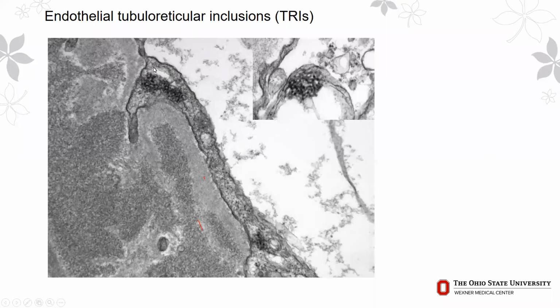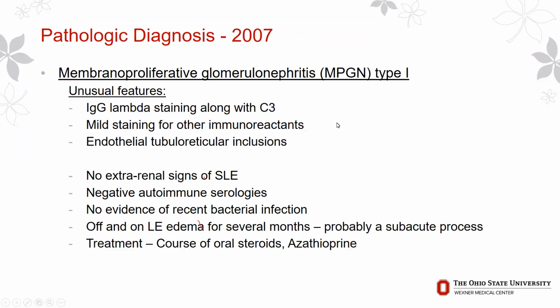We also noticed a few endothelial tubulo-reticular inclusions or TRIs. And these are considered the hallmark of high interferon levels, typically seen in autoimmune disease like lupus nephritis or after viral infections. So at that time, back in 2007, we only had this classification, MPGN type 1, type 2, type 3. So the features in this biopsy fit with MPGN type 1.